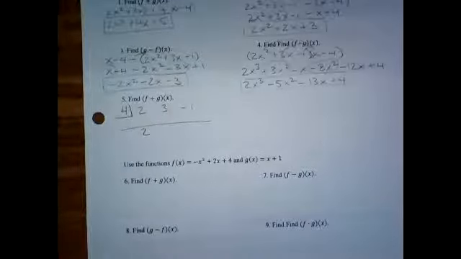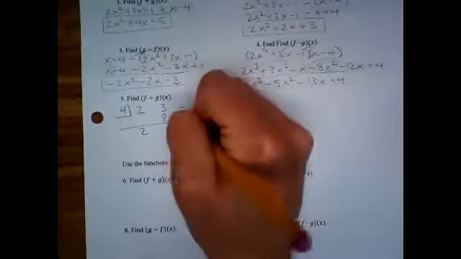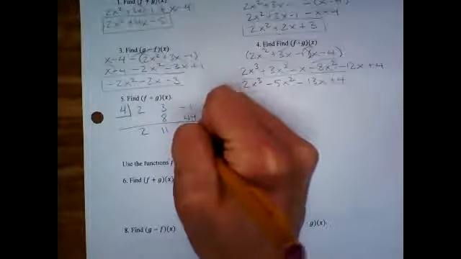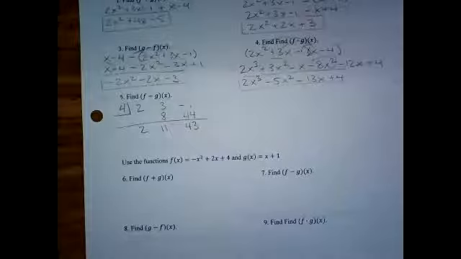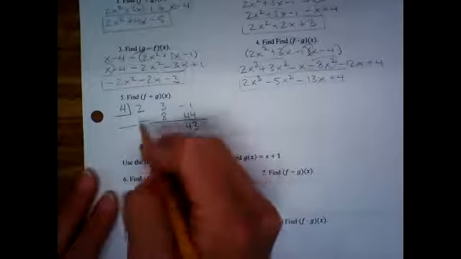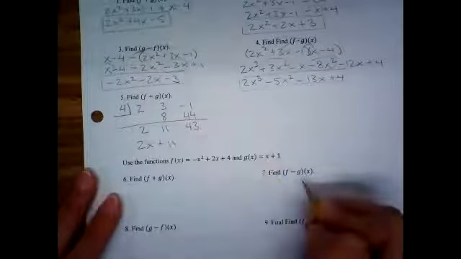So bring down the 2, multiply, add until you get to the end. So 4 times 2 is 8. Add the column, you get 11. 4 times 11 is 44. Add the column, you get 43. The remainder is not necessarily going to be 0. It's just going to be whatever it is. And then we're going to put the x's back in. So this will be 2x plus 11.